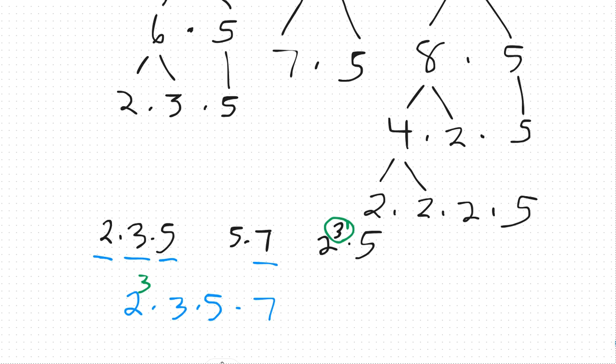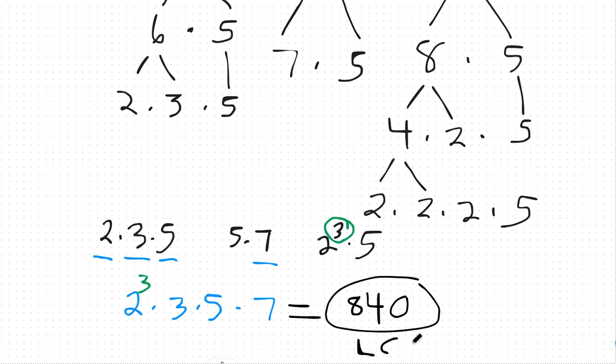So your least common multiple is just going to be the product of all of these. So it's just 2 to the third times 3 times 5 times 7, which turns out to be 840. Okay, so that is your least common multiple.